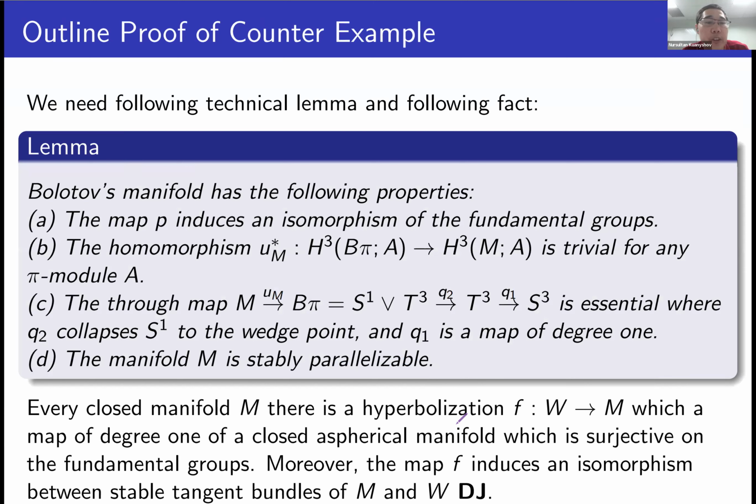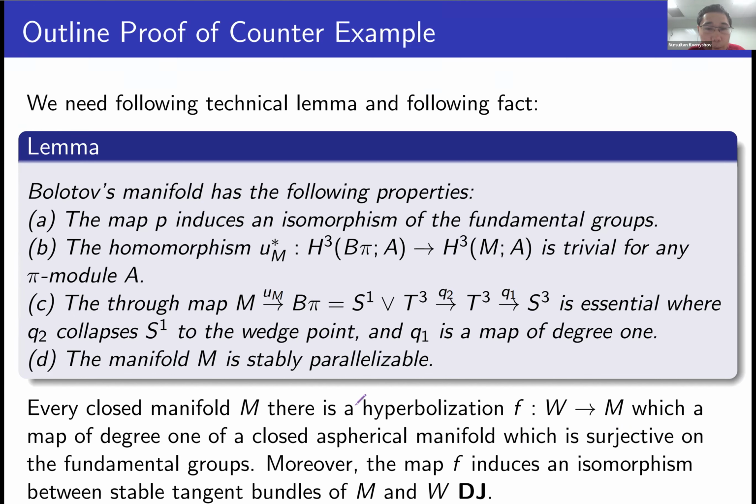In other words, we say the map P induces an isomorphism between the fundamental groups. It's an easy calculation; we use the Van Kampen theorem. For the second one, we say that the induced homomorphism is trivial if you consider any pi-modules or Z pi-modules. And this guarantees us that the cohomological dimension of the group homomorphism is less than 3. And for C and D, basically, we needed to prove that the LS category of the group homomorphism equals 3.